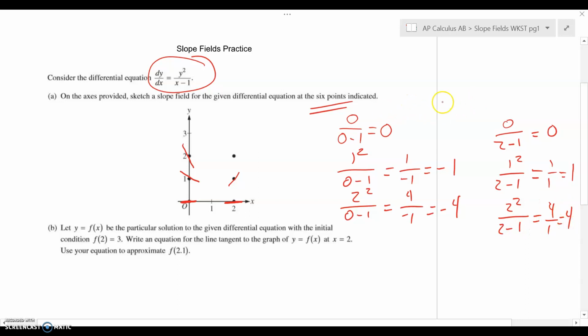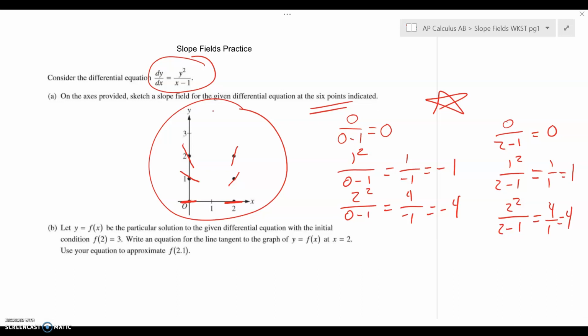And you don't need to show them all this work. I'm doing that to demonstrate to you where it's coming from, but you don't need to do all that. What you do need is this thing filled out. So on the axis provided, sketch a slope field at the 6 points indicated. Did it, done, good to go. We're not asked to do anything more with that.